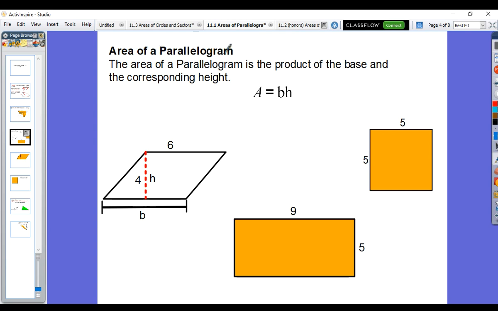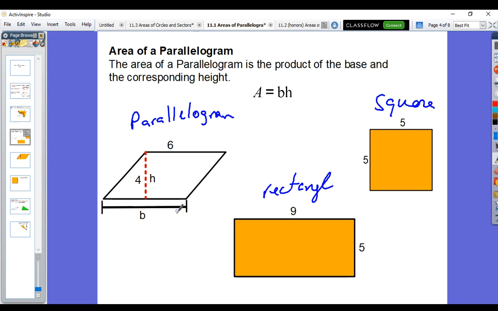According to the area of a parallelogram, you take base times height, and that's it. For example, this is a stereotypical parallelogram. This is a rectangle, and this is a square. All right, base times height. This is 6. This is also 6. Our height is 4, so 6 times 4 is 24. Here we got 9 times 5, 45, and then 5 times 5 is 25.